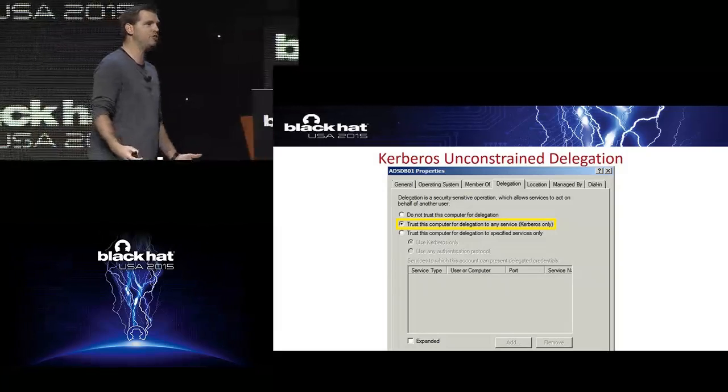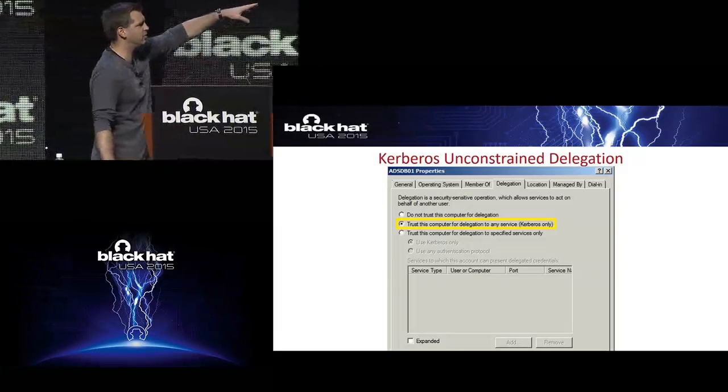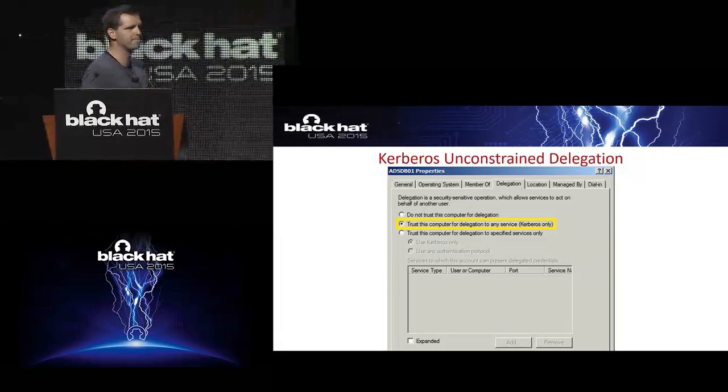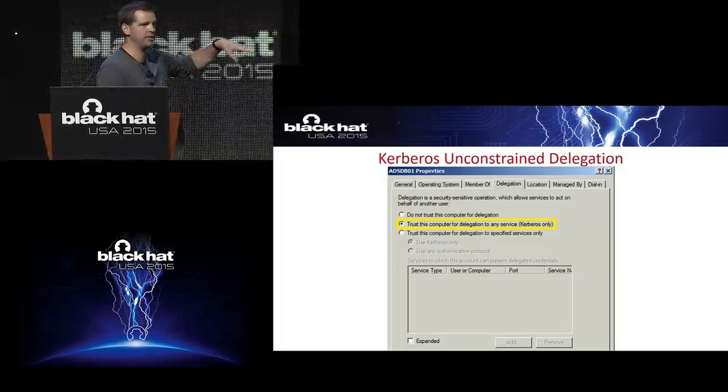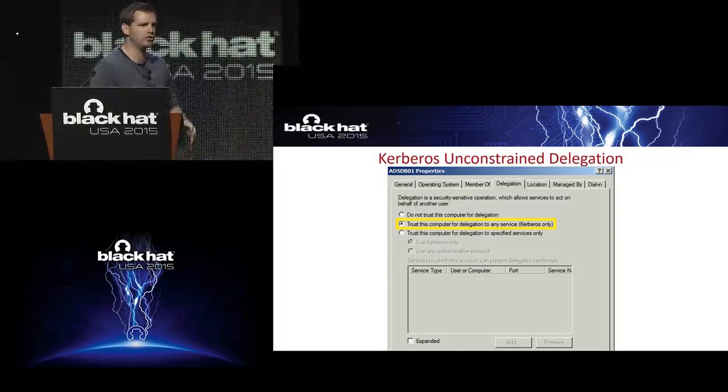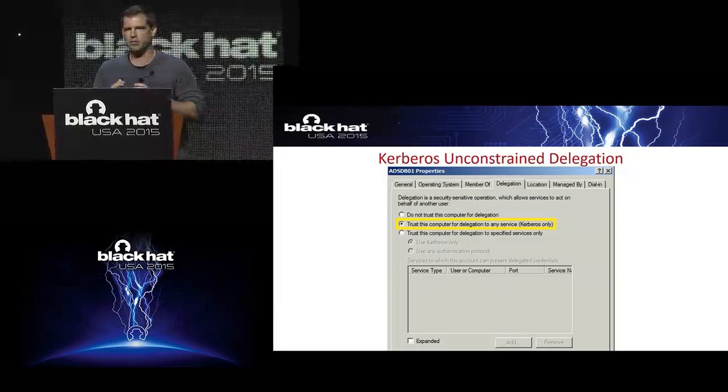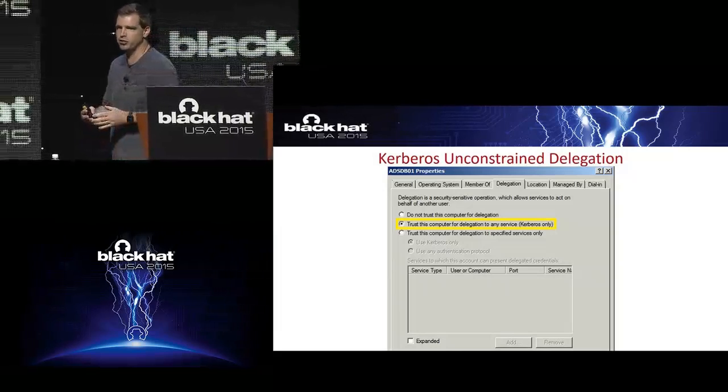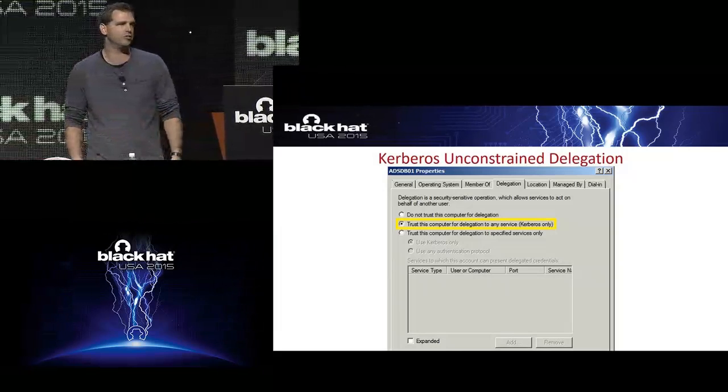Came up with unconstrained delegation. You've probably seen this, that box in the middle. That's unconstrained delegation. Constrained delegation is the one below it, which constrains that delegation or that impersonation to specific services running on specific servers.